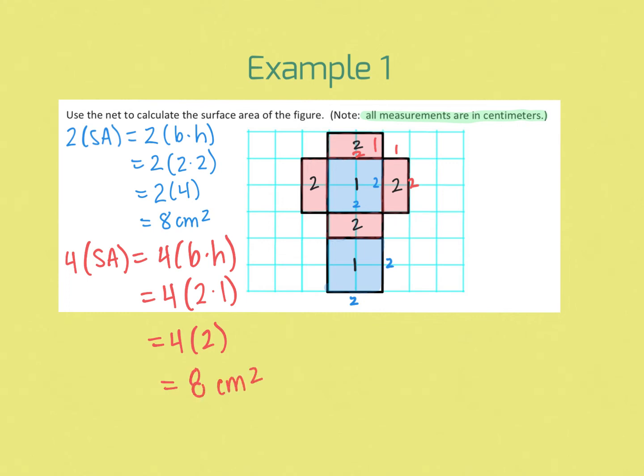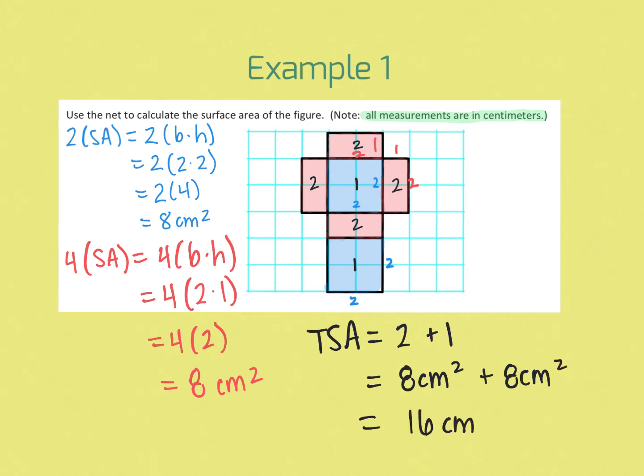And with that, we can add them up, because for the total surface area, that is shape 1 plus shape 2. So that would be 8 square centimeters plus 8 square centimeters. And altogether, that would be 16 square centimeters for the total surface area of this net shape.